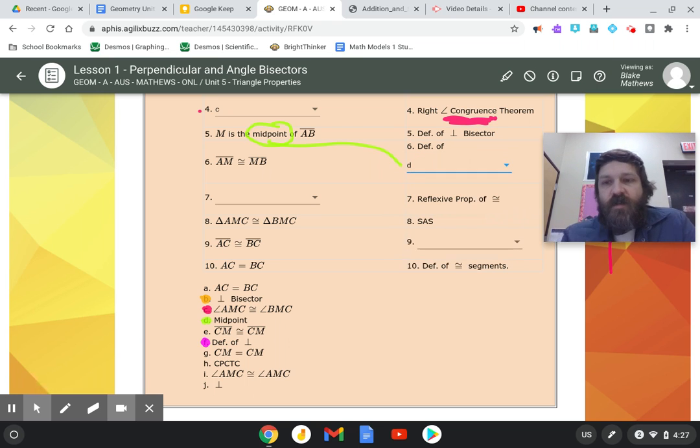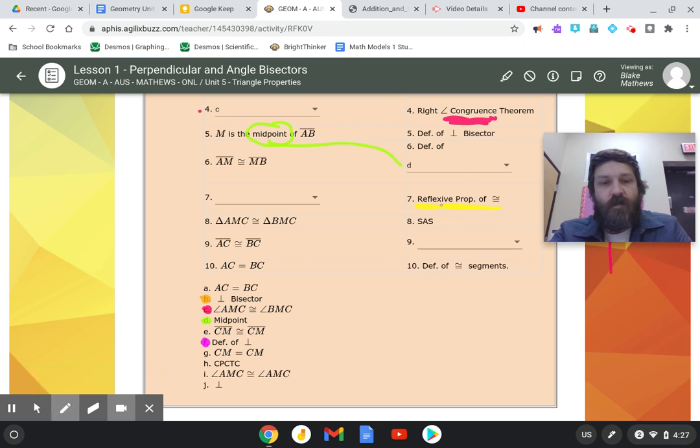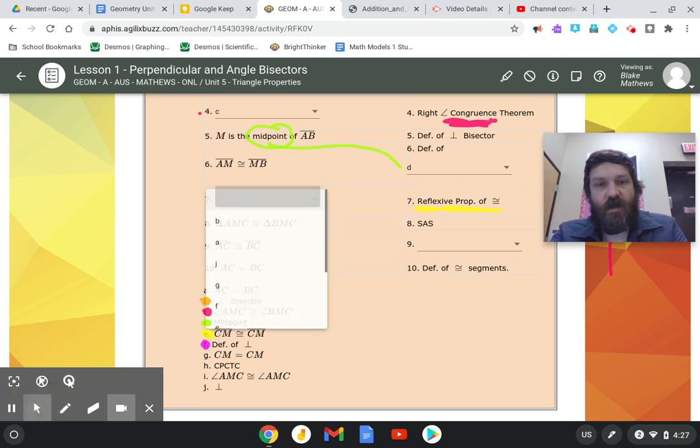All right. Number 7 is an interesting one. Anytime you see the reflexive property of anything, you know that you're looking at something that's going to be congruent to itself. So we need to go through here and find something that's congruent to itself. And we see in answer choice C, we have CM is congruent to CM. That's going to be answer choice E.